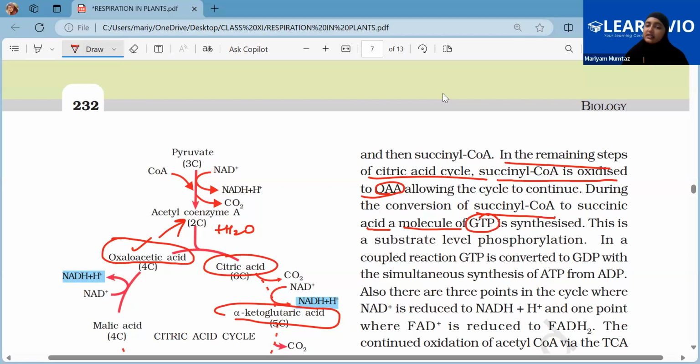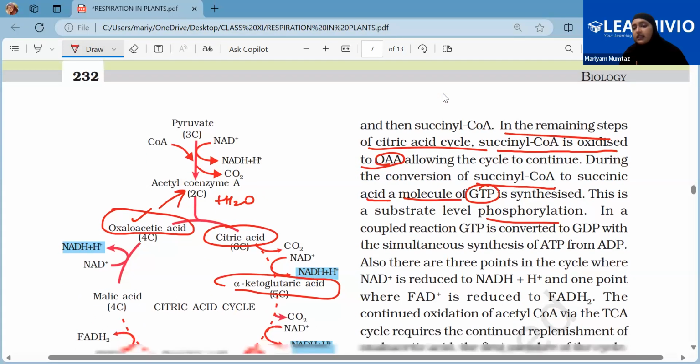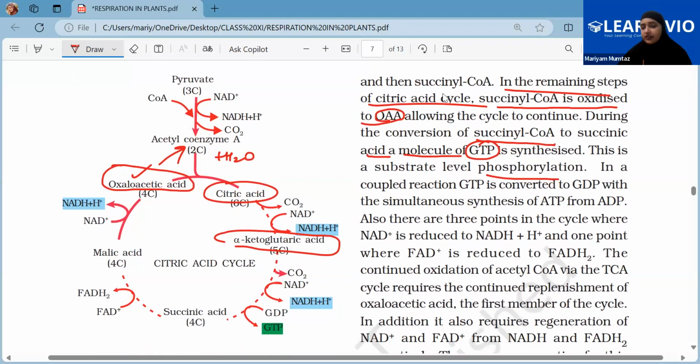And this process wherein the GTP is being synthesized from the conversion of succinyl coenzyme A to succinic acid, we'll call substrate level phosphorylation, because ultimately they are the substrates during the reaction. And phosphorylation means formation of ATP. We have studied this in photosynthesis. Now, in a coupled reaction, GTP is converted to GDP with the simultaneous synthesis of ATP from ADP.